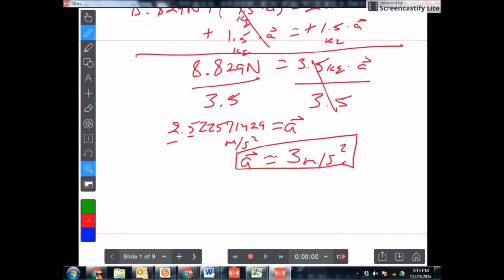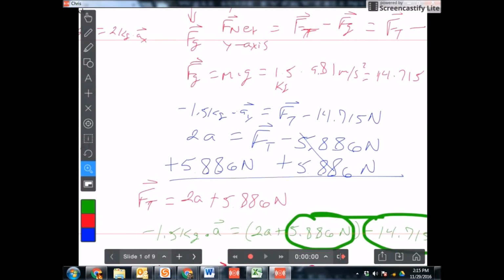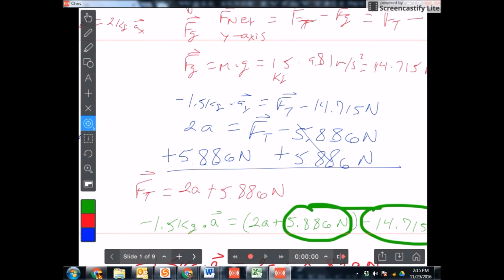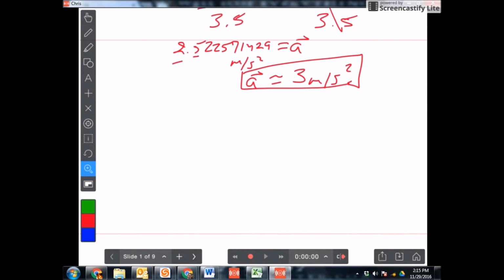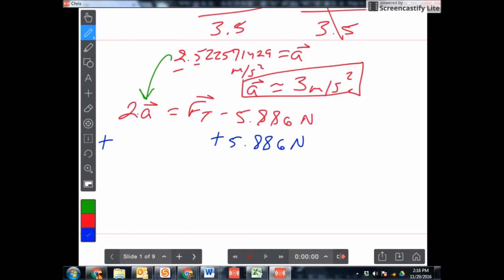Okay. Now we're going to go back to one of our previous two equations, okay? So let's see. That's going to be either this equation right here, or this equation here. Which one do you want to use? The second one? Okay. So tell me what that second equation was, please. 2a equals FD minus 5.8. All right, now we're going to substitute in our acceleration into our equation there and solve for the force of tension. I'm going to go ahead and get the force of tension alone first. So I'm going to add the 5.886 to both sides. You don't have to do that. You could do it your own way.